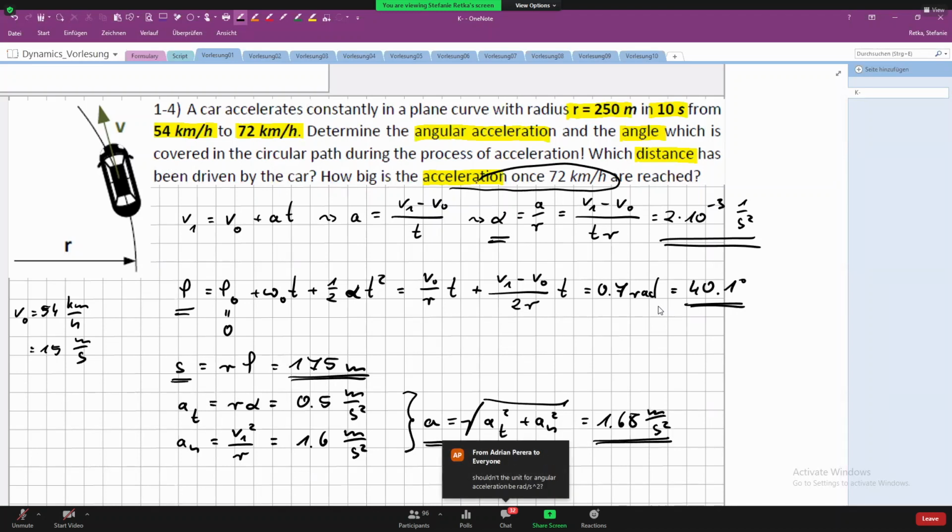Okay. Thank you, Professor. What do you take as the magnitude of the acceleration here? Because it was asked for the acceleration. It wasn't asked for the tangential component nor for the normal component, but for the acceleration itself. And that's why we had to find the absolute acceleration. Vector addition. So this is for 72 kilometers per hour? Yes.